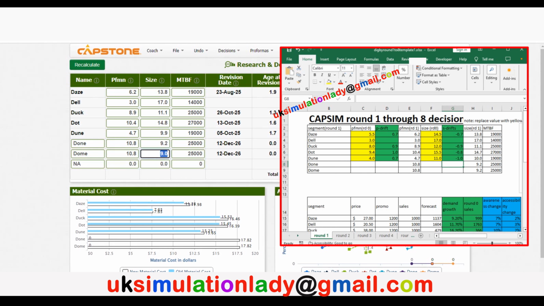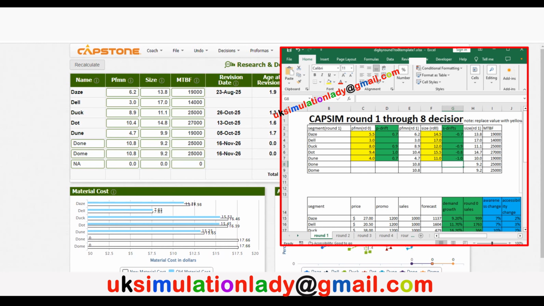Fortunately, the CapSim Excel template has already calculated the necessary values for your new products. It usually takes 1 complete round to introduce a new product to the market, so Done and Dome will be available starting in CapSim Round 2. They will launch with an age of 0.0, which means we'll meet the ideal age, spot, and reliability requirements for the high-end segment.